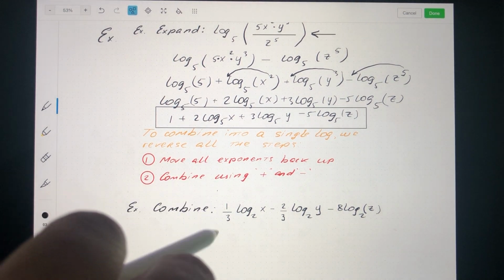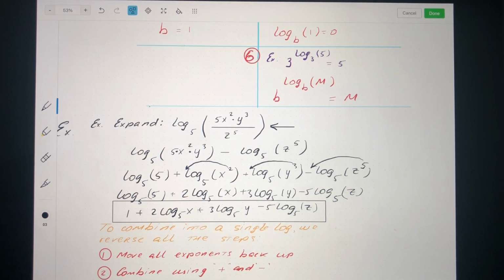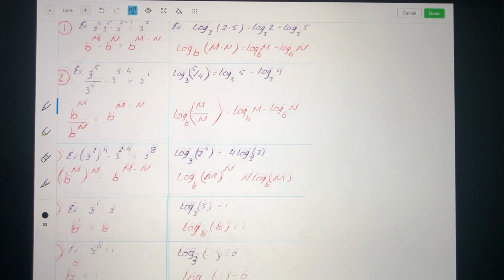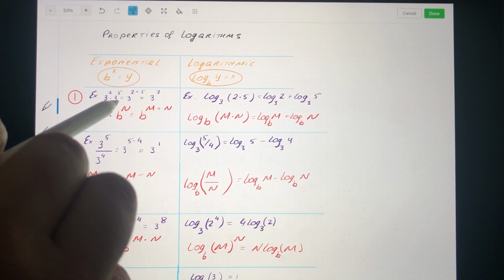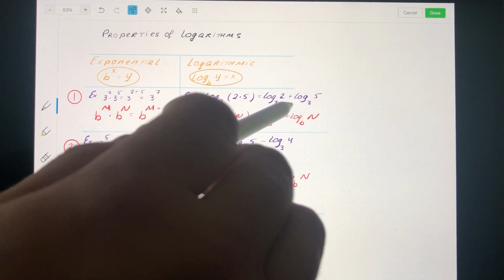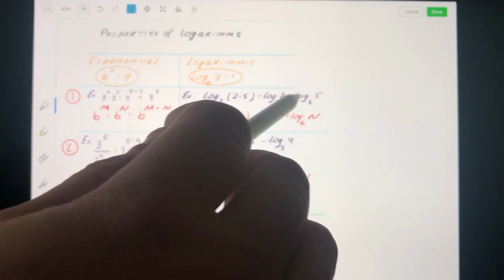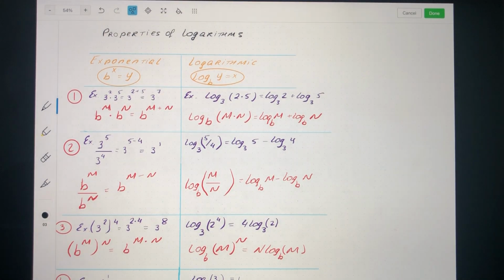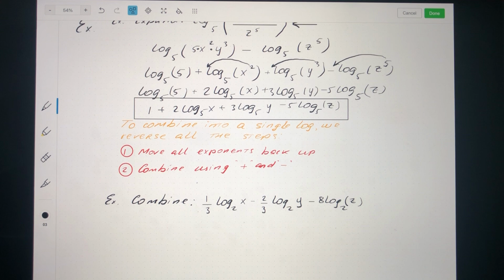But we have to be sure that all the bases are the same. If the bases are different, that would be like trying to combine exponents 3 to the 2 and 4 to the 5. If these bases were different, there will be no addition of exponents because we're dealing with two different things. Same with logs. If these two bases are different, we are not going to be combining them. They will remain two different logarithms. So let's do it with our example and see what we get.